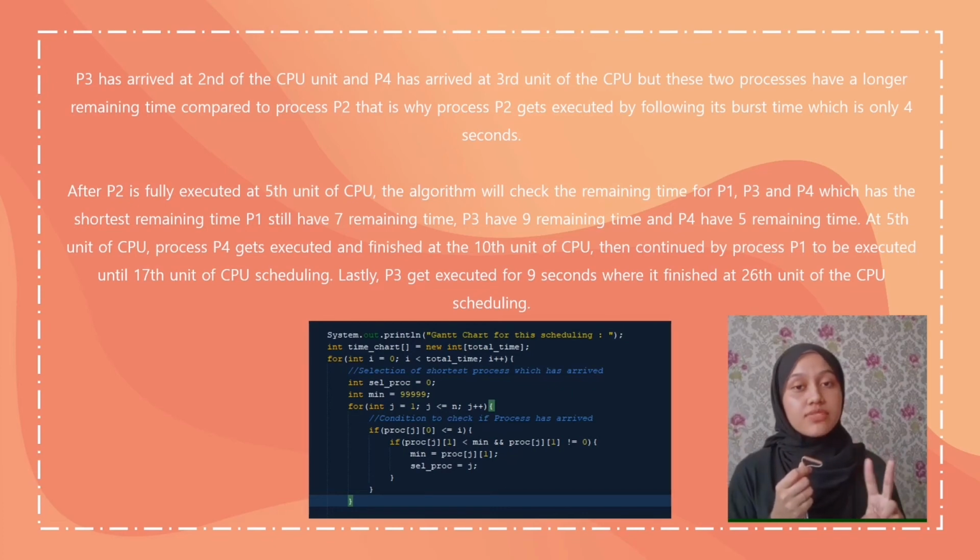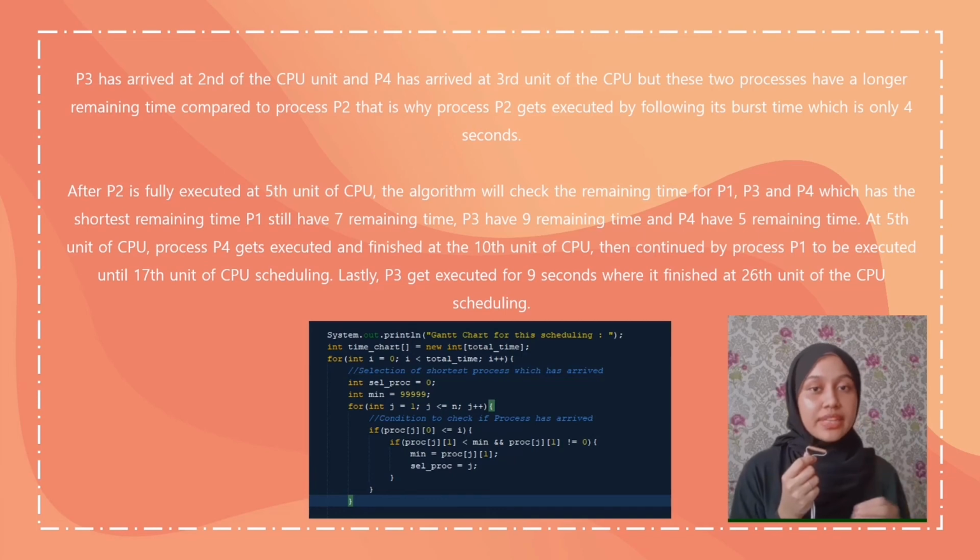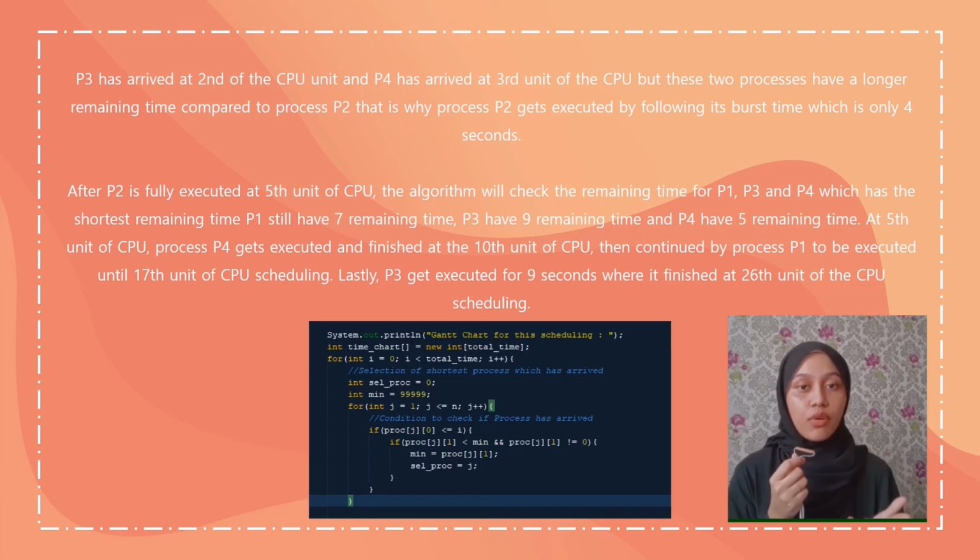After P2 has finally been executed at the fifth unit of the CPU process, the algorithm will check the remaining time for processes P1, P3, and P4, to see which one has the shortest remaining time to get executed first. P1 still has 7 remaining time, and then P3 has 9 remaining time, and then P4 has 5 remaining time. So at the fifth unit of the CPU, process P4 will continue the execution process. So P4 gets executed first and finishes at the 10th unit of the CPU.